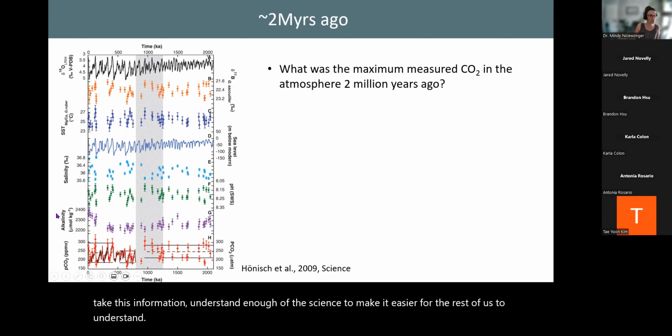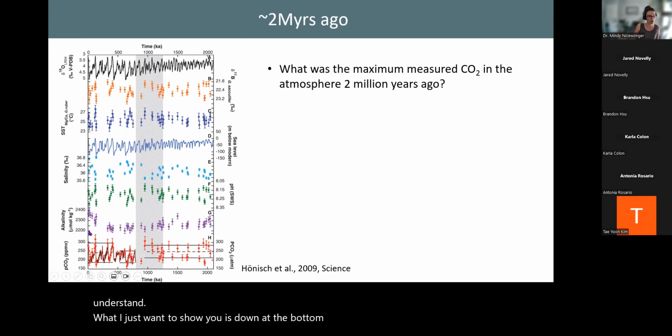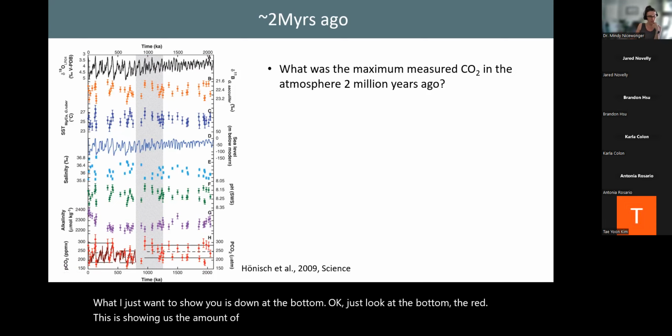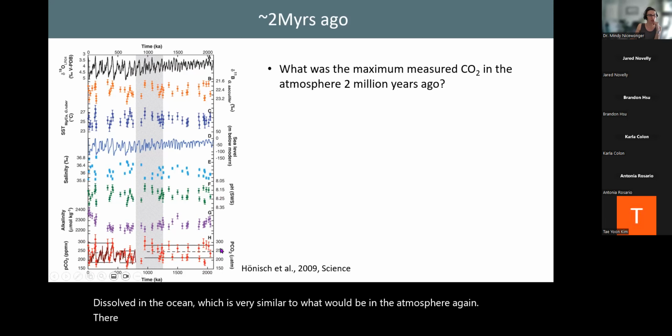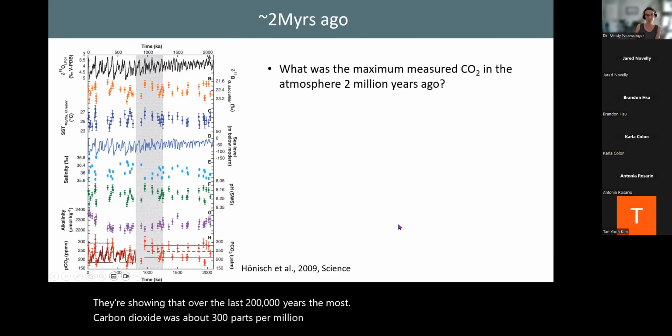What I just want to show you is down at the bottom, the red. This shows the amount of carbon dissolved in the ocean, which is very similar to what would be in the atmosphere. Again, it shows that over the last 200,000 years, the most carbon dioxide was about 300 parts per million. So it's pretty stable, somewhere around 250 to 300 parts per million.